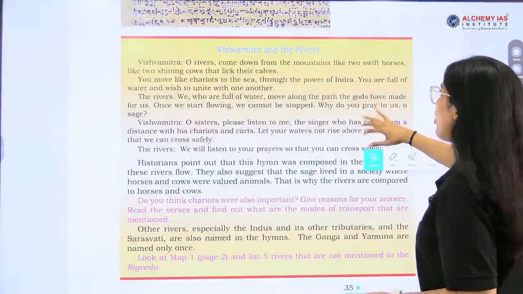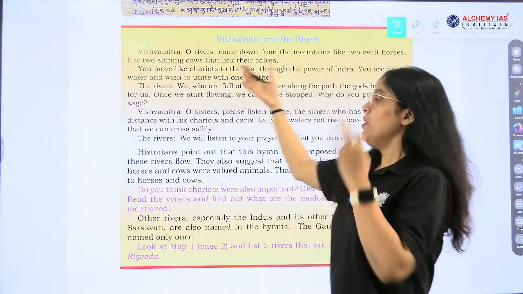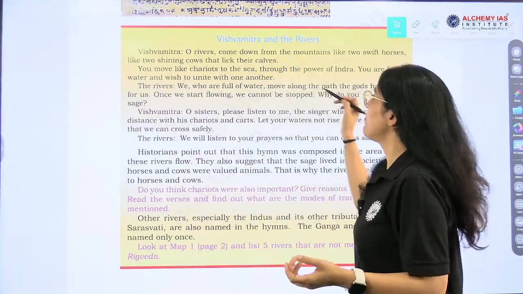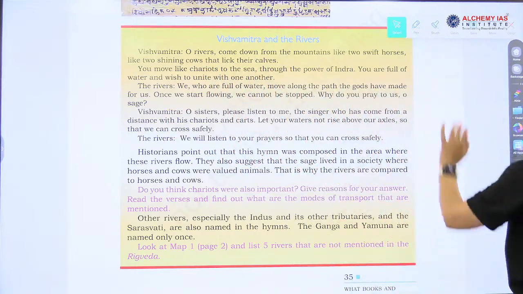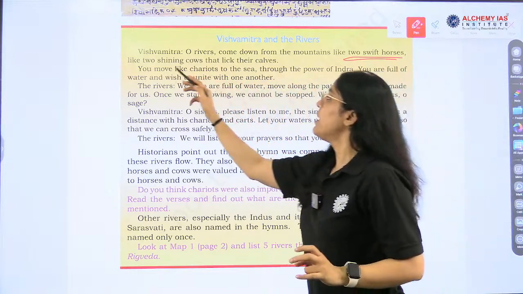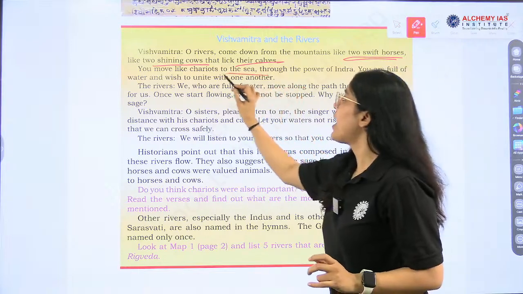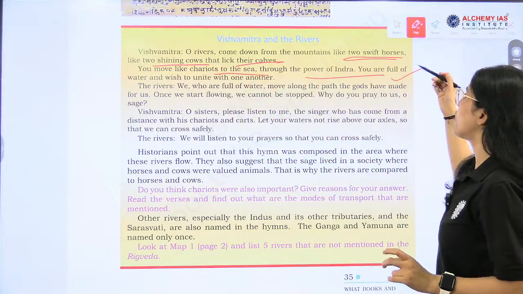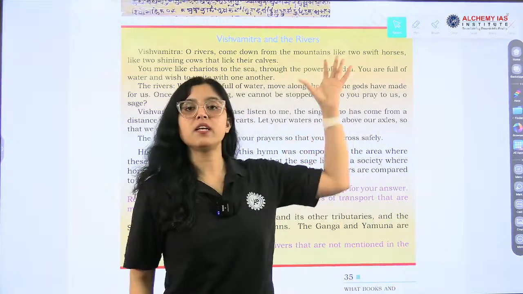So this is the dialogue between Vishwamitra and the rivers. What is the dialogue? We'll read 2-3 lines. Vishwamitra is saying, "O rivers, come down from the mountains like 2 swift horses, like 2 shining cows that lick their calves. You move like chariots to the sea through the power of Indra." So see, you will find all the important things in this dialogue.